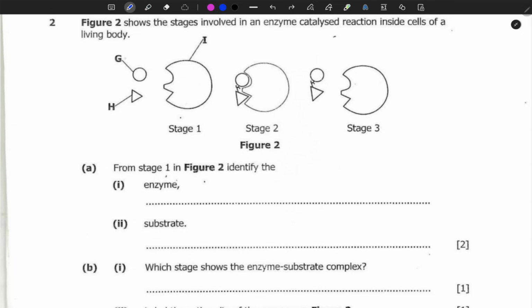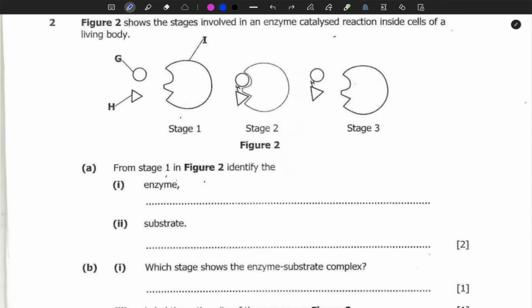Now what of structure G? So here we have structure G, then here we have structure H. But in stage 3, structure G connected with structure H. So they joined together to form a long chain. So we have two substances that are separate, then after certain stages, they come together and form something that is bigger in size. So from A, from stage 1, in figure 2, identify the enzyme.